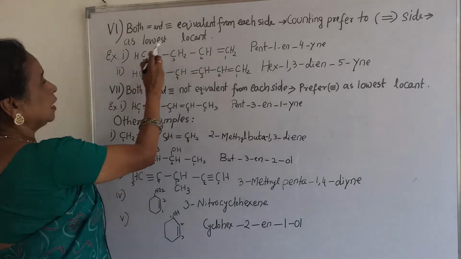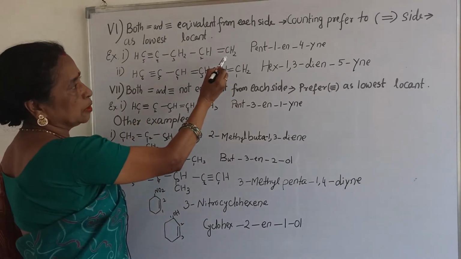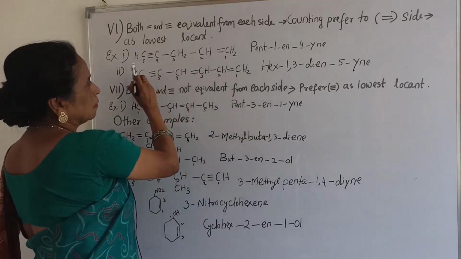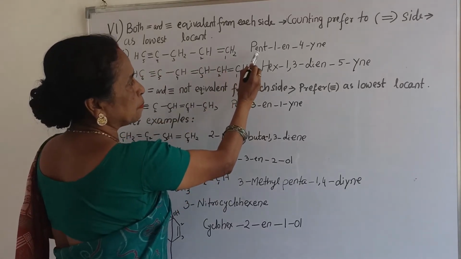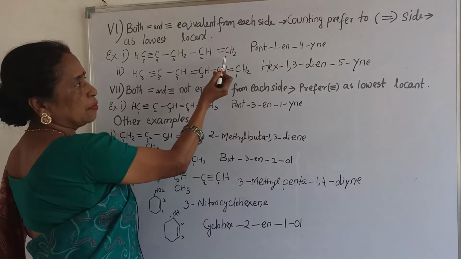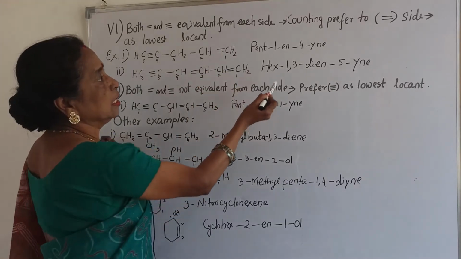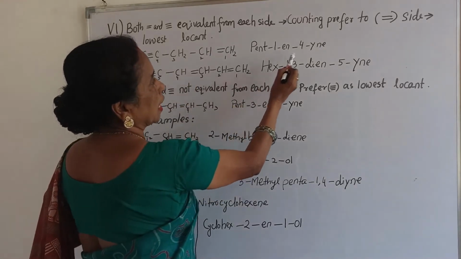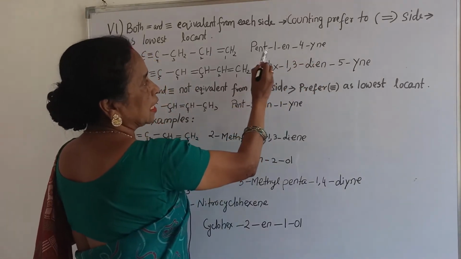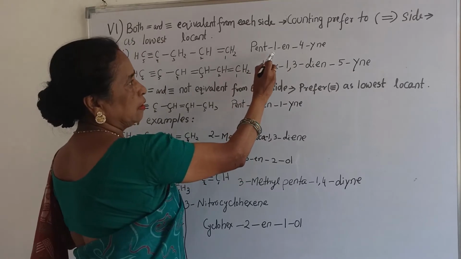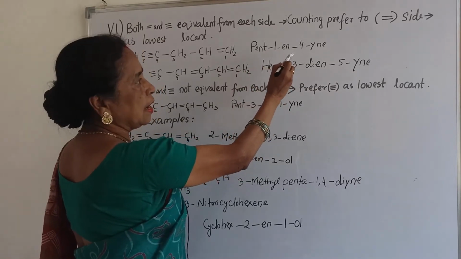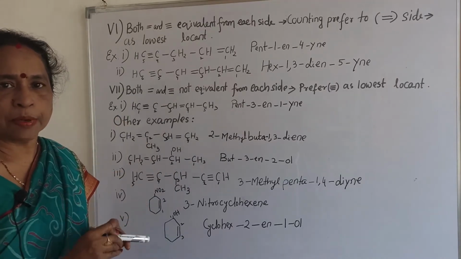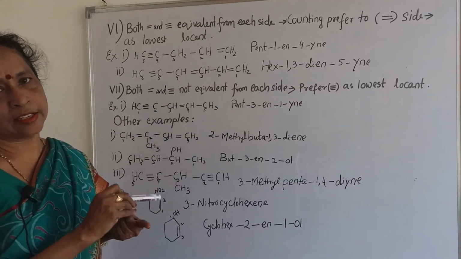So at the lowest locant, that means here we will count 1, 2, 3, 4. So what is the name? Since 5 carbon, so it is pent. In one position, after 1 carbon there is a double bond, that is why en. And after 4 there is a triple bond, that is why 4-yne. That means pent-1-en-4-yne. Yne indicates triple bond, en indicates double bond.